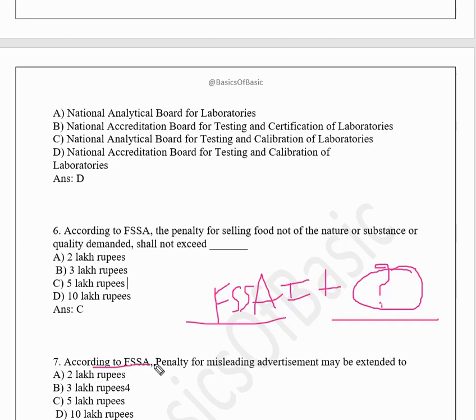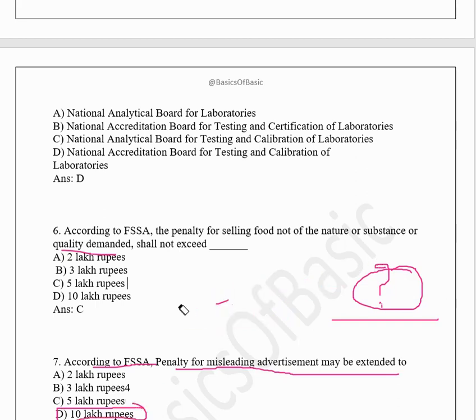So here the question is, according to FSSA, penalty for misleading advertisement may be extended up to which of the following? So here it was with respect to quality, here with respect to advertisement. So it is 10 lakh rupees. A maximum of 10 lakh rupees can be put on these kinds of misleading advertisers.